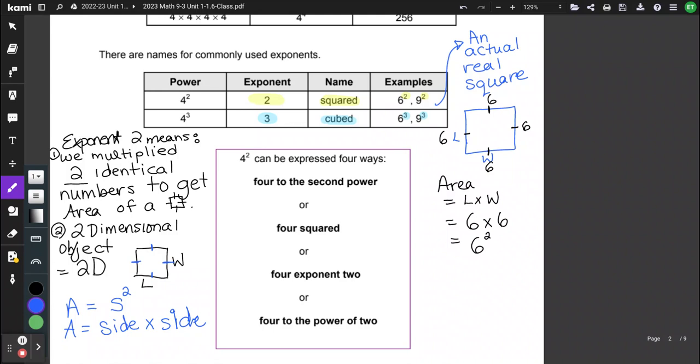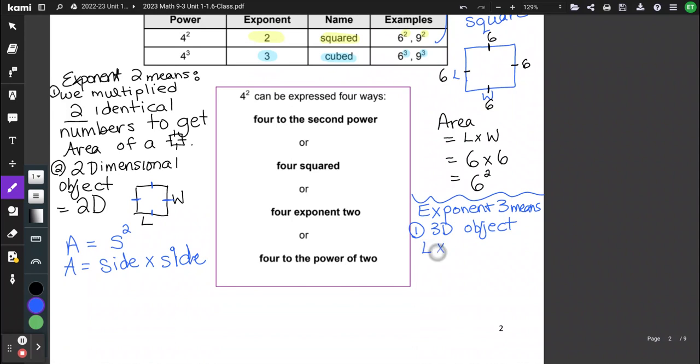So if exponent 2 is a 2D object, what would exponent 3 be? A 3D object, exactly. So we're going to write that under here. Exponent 3 means, okay, first thing it means, we have a 3D object. And it's got length times width times height to give you volume. So 3D objects deal with volume.